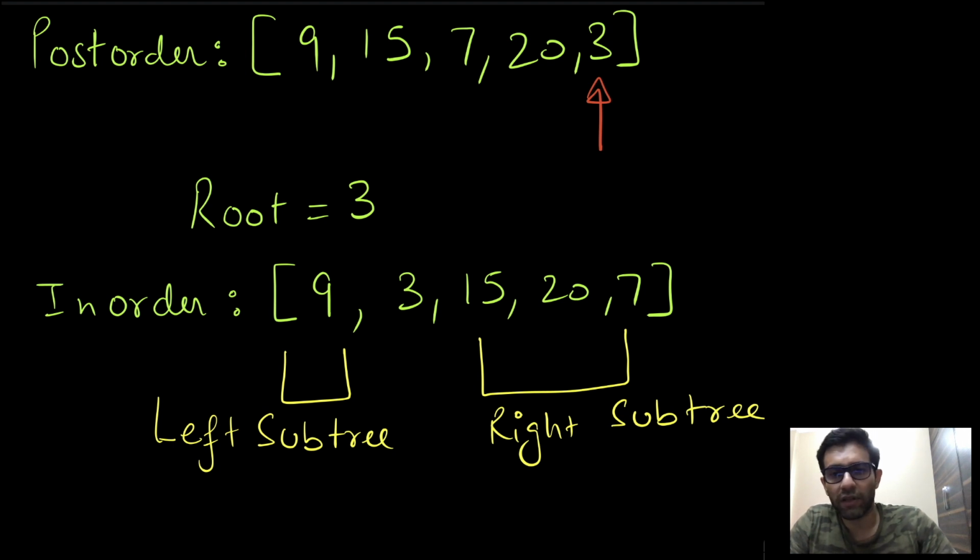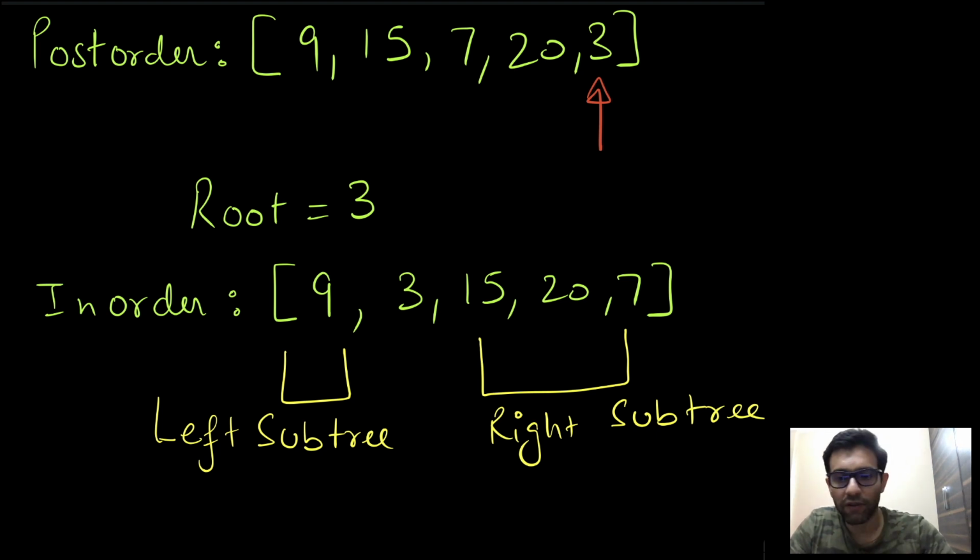Let's look at a solution that could help us get to the answer. In post order traversal, we know that the rightmost element in the traversal would be the root, because it's left, right, and root. Let's take 3 as the root first, and in InOrder, we'll have 3 as the root, and then we'll split the InOrder into left and right subtrees.